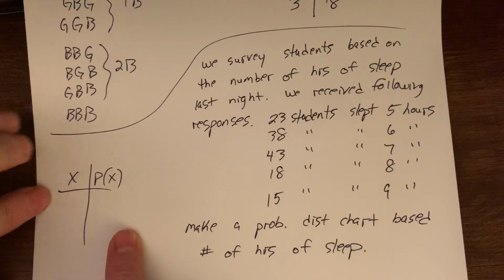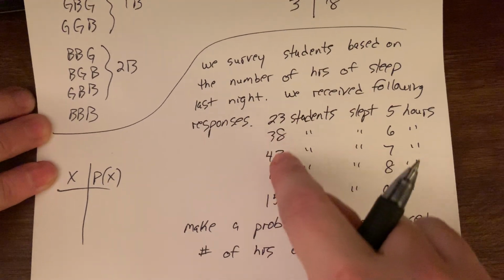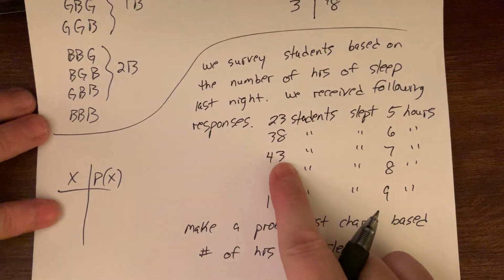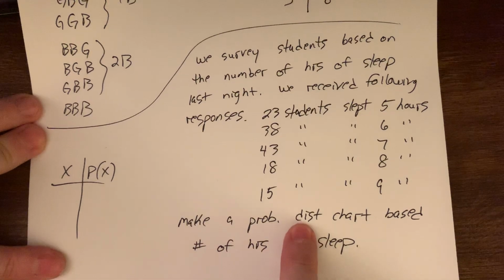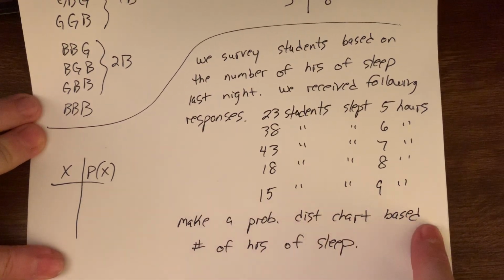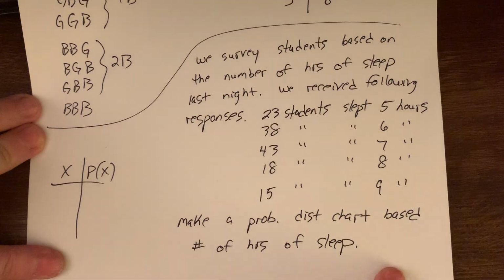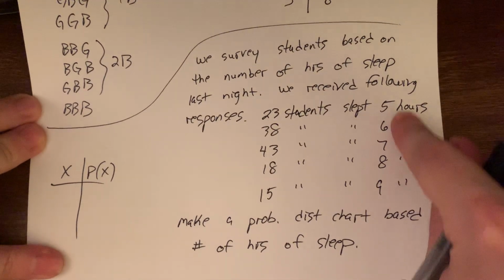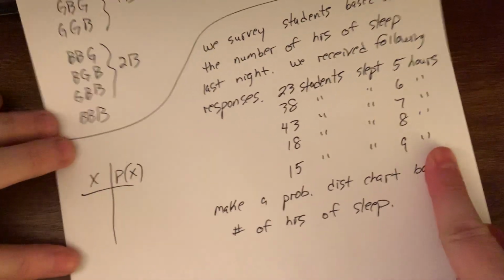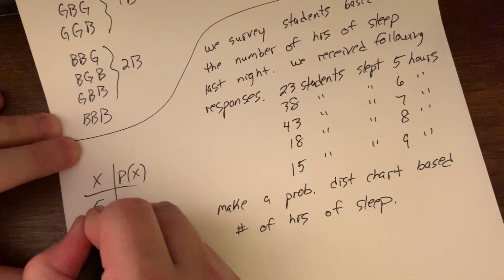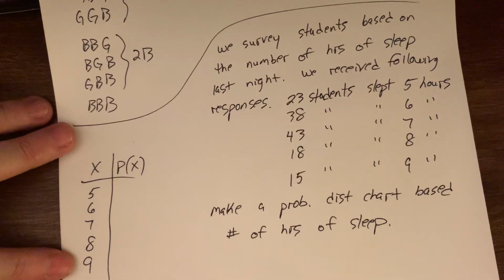So a very common mistake, people start using their X's and they fill in the 23, the 38, the 43, and so on. That does not make any sense. The directions say, make a probability distribution chart based on the number of hours of sleep. That is our variable. So these are the possible values for that variable. These are the X's. X's will be 5, 6, 7, 8, and 9.